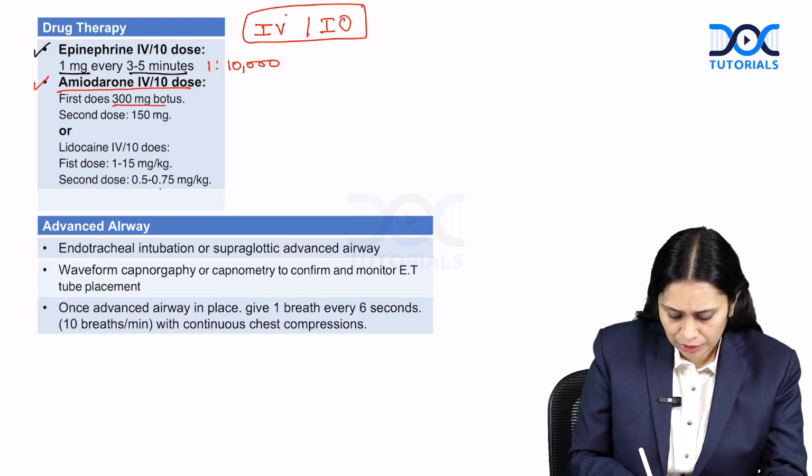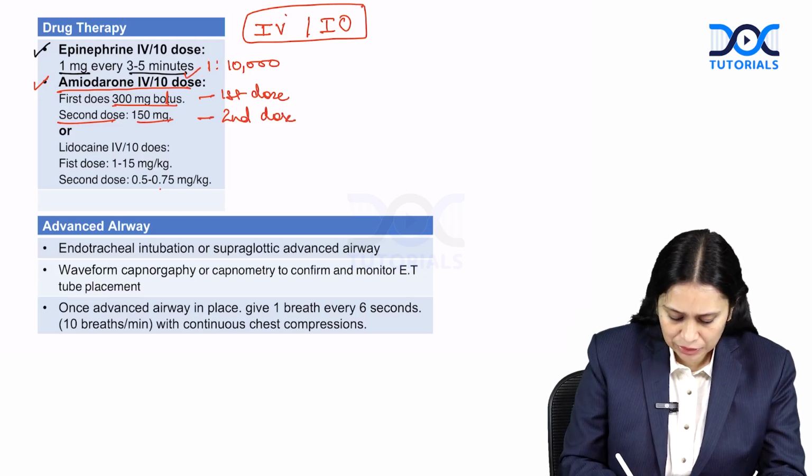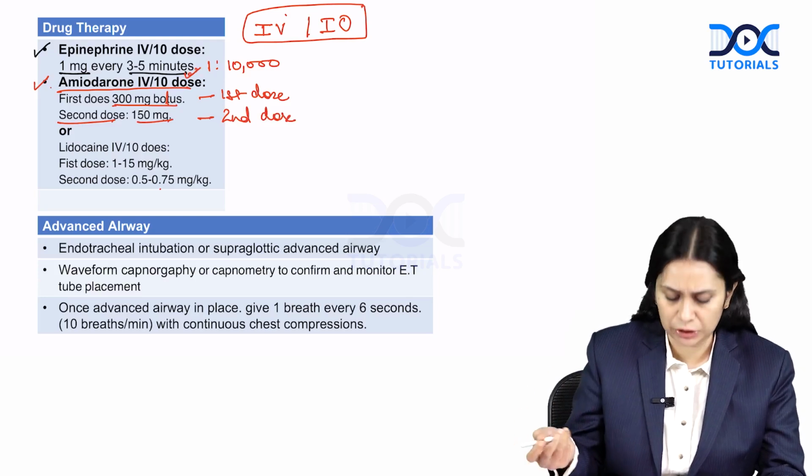The dose is 300 milligram bolus, the first dose, and the second dose is 150 milligram. So only 2 doses are given. ADR, there is no upper limit, every 3 to 5 minutes we repeat.